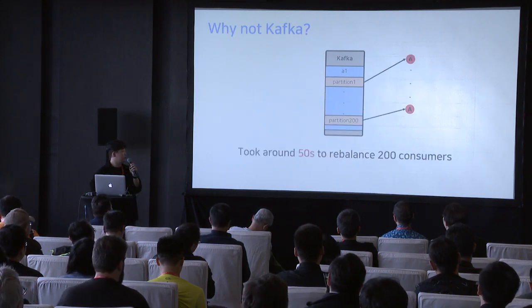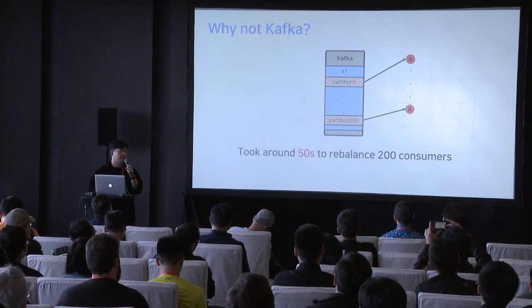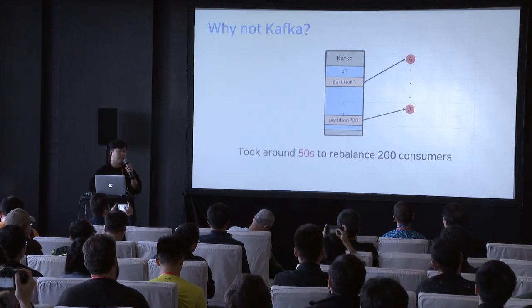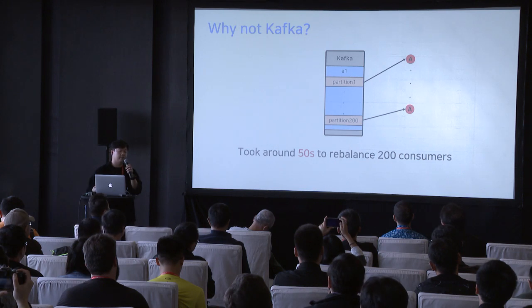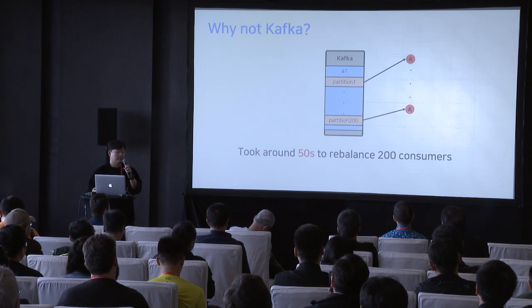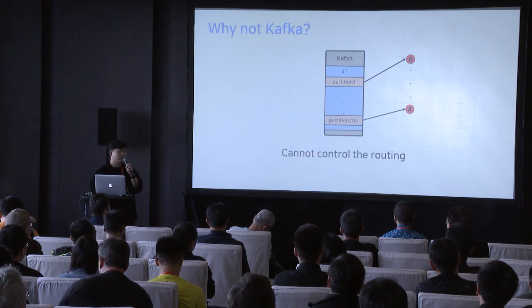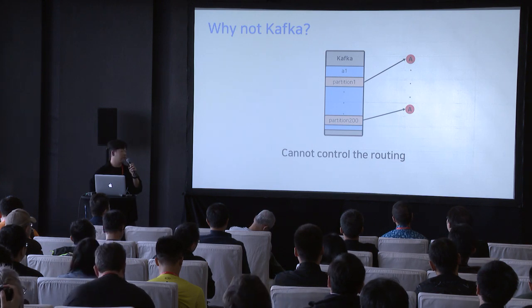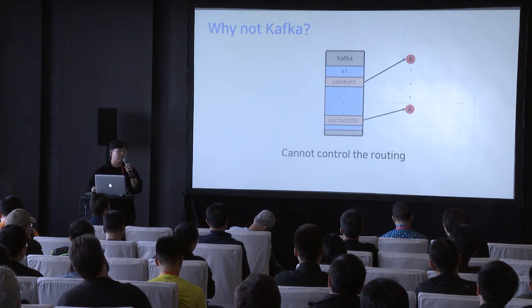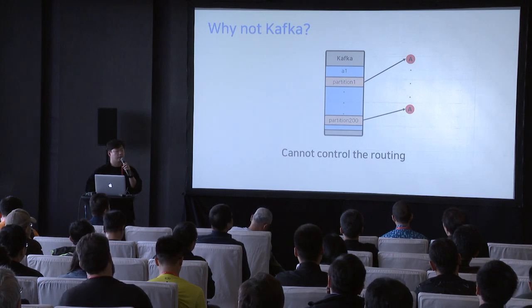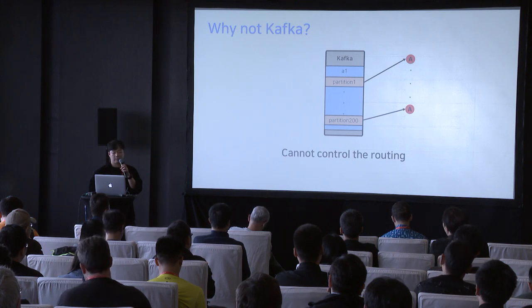It takes time proportional to the number of consumers. In our test, it took around 50 seconds to rebalance 200 consumers. As you saw on the previous page, 1.3 seconds of Docker daemon overhead is already quite big in the serverless world. 50 seconds is definitely not acceptable. And this consumer rebalancing is controlled by Kafka. We cannot control the routing. In the future, we may want to add our own custom routing rules, but we cannot do that with Kafka.